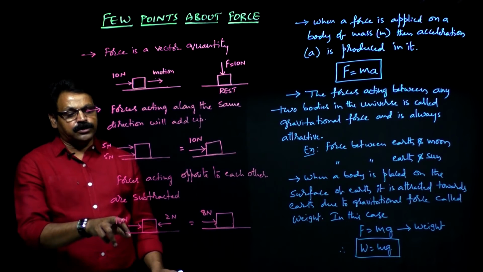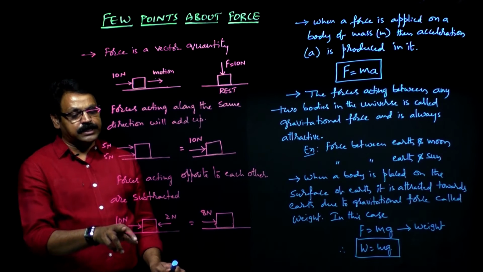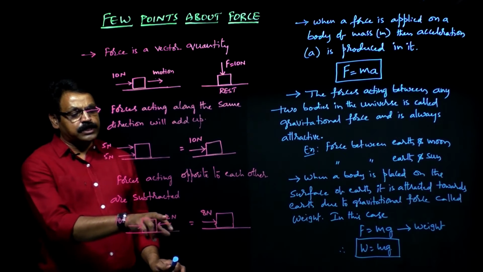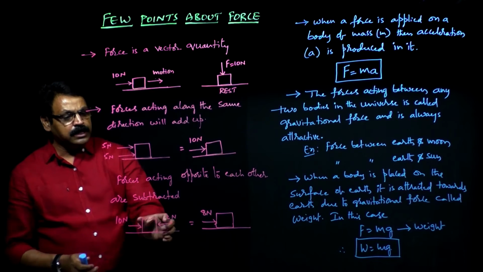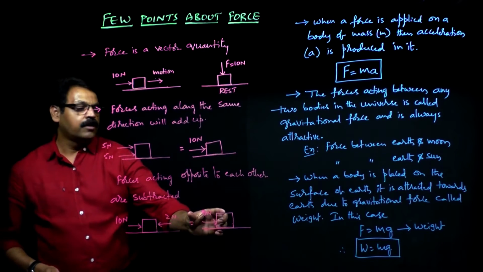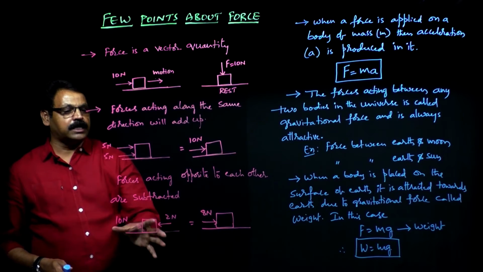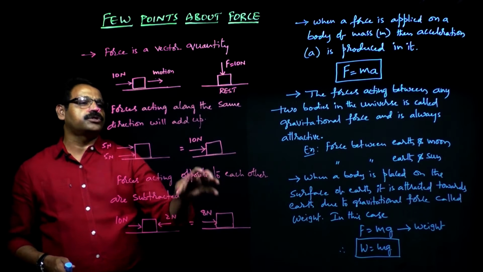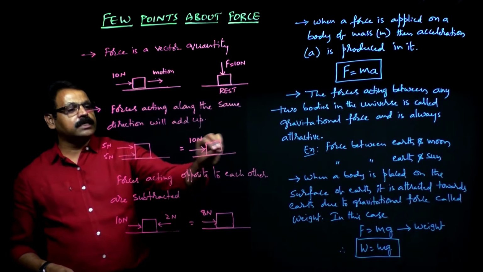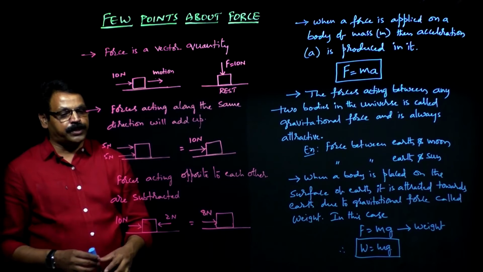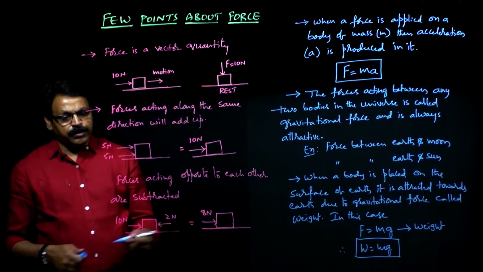Here practically 10 Newtons is acting on the right side and 2 Newtons is acting on the left side. But since they are acting oppositely, we are taking 8 Newtons as the net force. We are subtracting. So when they are acting in opposite directions, you need to subtract. When they are acting in the same direction, you need to add up. And here you need to remember one point.